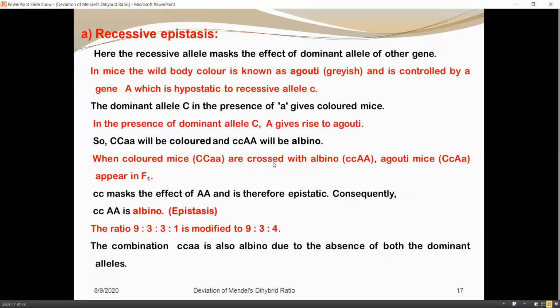When colored mice are crossed with albino, agouti mice appear in F1. Small c masks the effect of capital A and is therefore epistatic. Consequently, ccAA is albino. This is the example of epistasis. The ratio 9:3:3:1 is modified to 9:3:4. Combination ccaa is also albino due to the absence of both dominant alleles. So 3 plus 1 becomes 4.